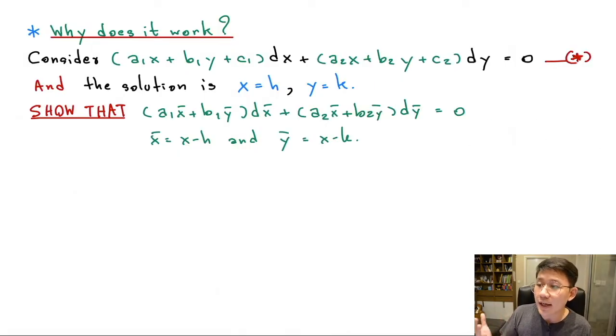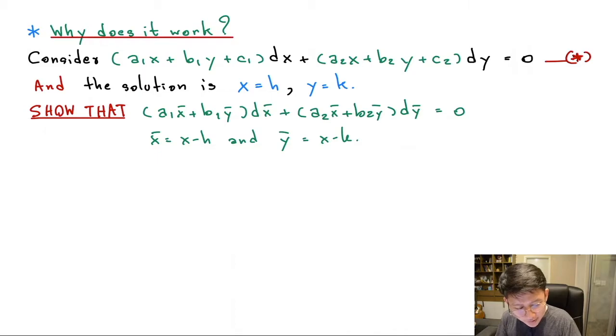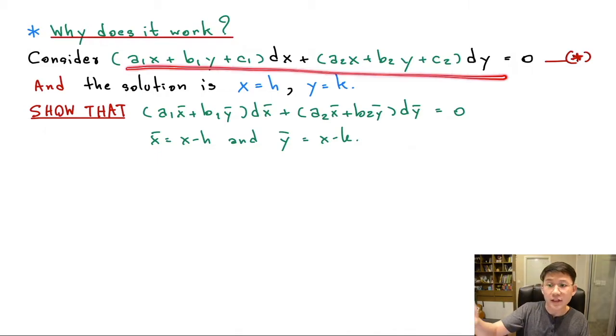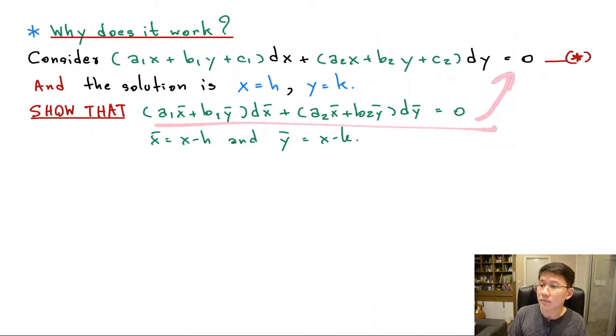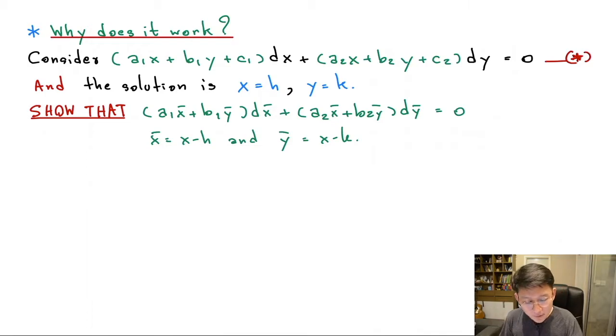We get to the next topic. Why does it work? Because before that, we began with this equation, and then we said that the solution is x equals h and y equals k, and then I just said that this equation is the same as that. Is it really the same? Okay, I'm going to prove that.